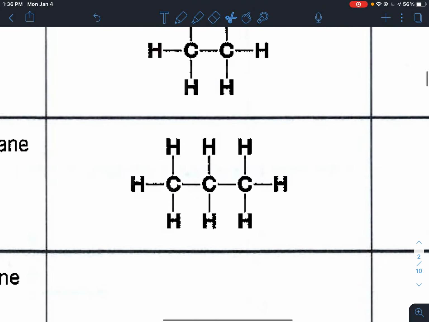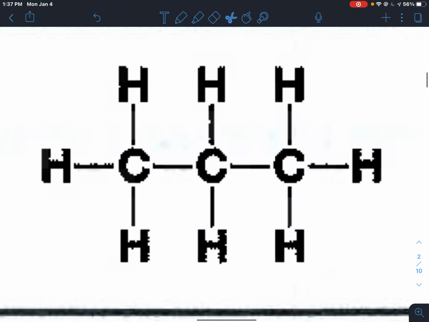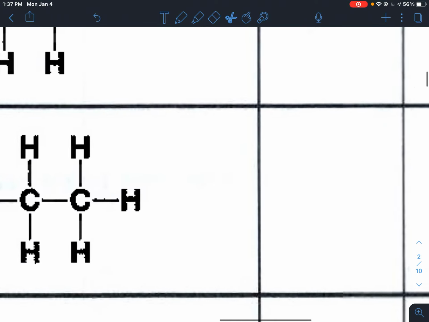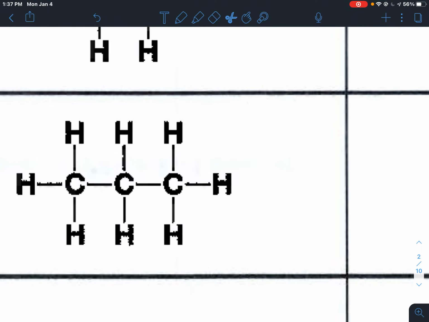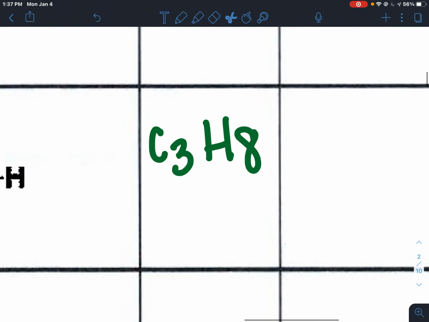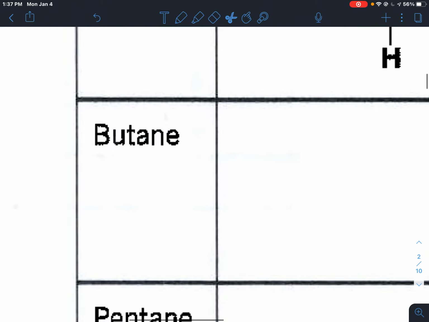Next one is propane. They drew 3 carbons in the middle, all connected together, and then an H on every side of them. Again, each carbon has 4 lines attached to it. Hopefully you're able to see that pretty easily. So first we'll start with counting the carbons, 1, 2, 3, and then counting the hydrogens, 1, 2, 3, 4, 5, 6, 7, 8. So the chemical formula is C3H8, and then the ordered pair is going to be 3, 8.